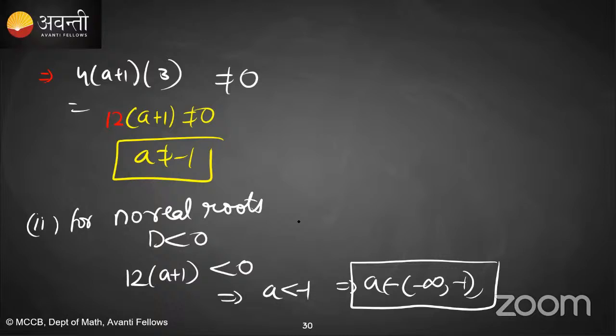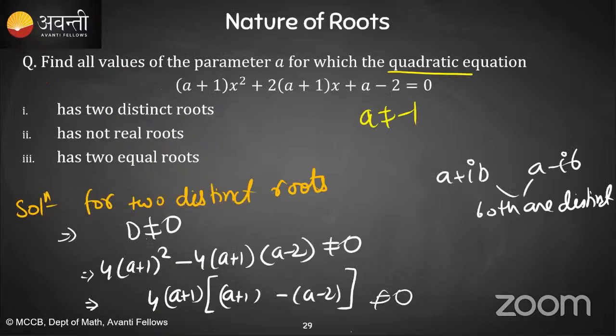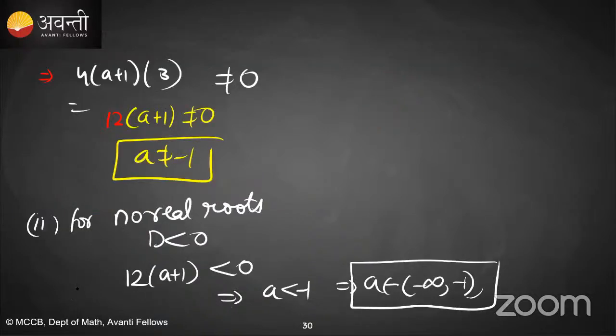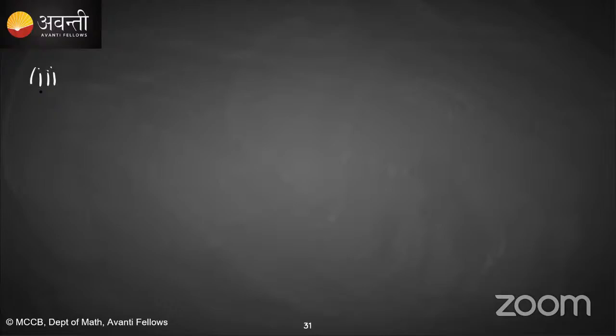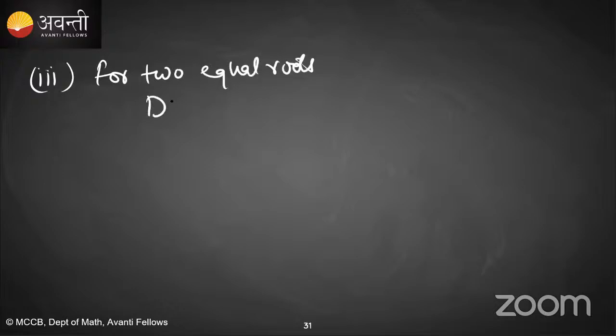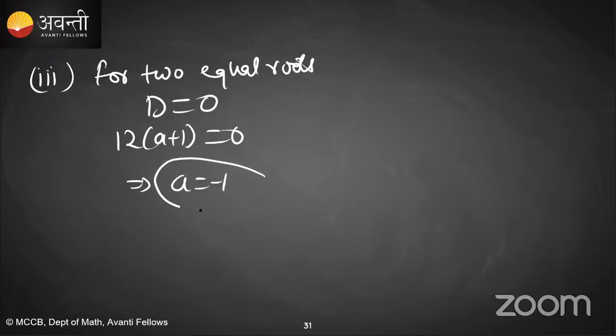Is this clear? For non-real roots, D should be negative. The third condition is saying that the quadratic expression has two equal roots. So for two equal roots, D should be 0, and D is 12 into (a plus 1). It should be 0. It implies a should be minus 1. Is this clear? Any doubts?